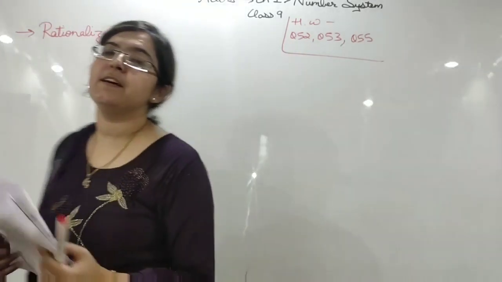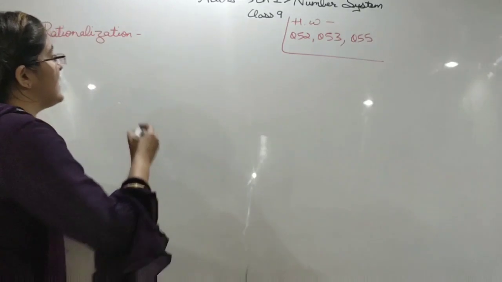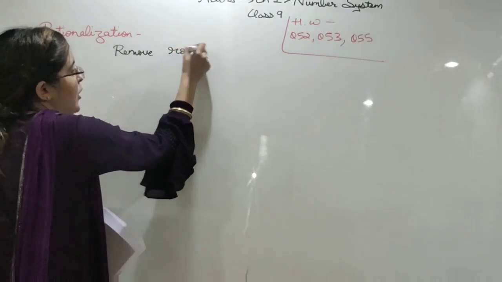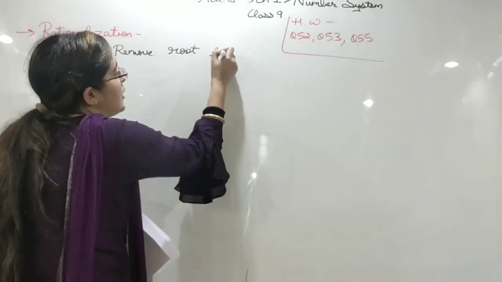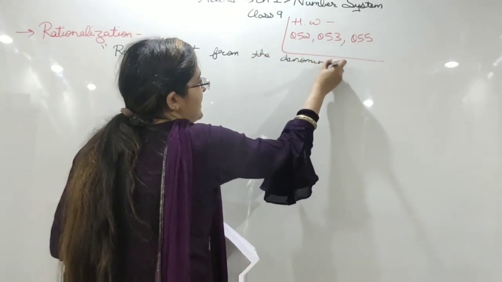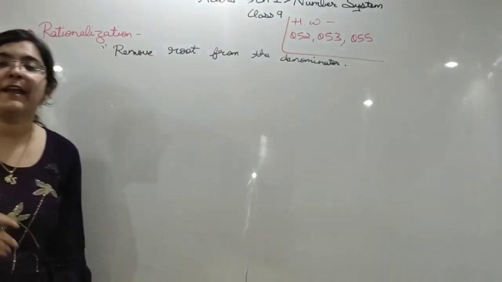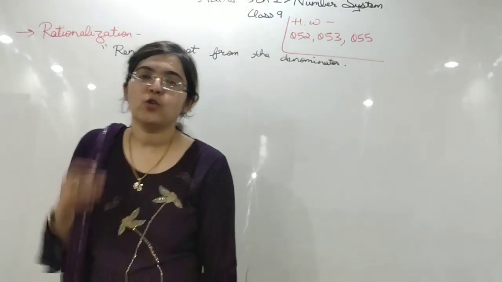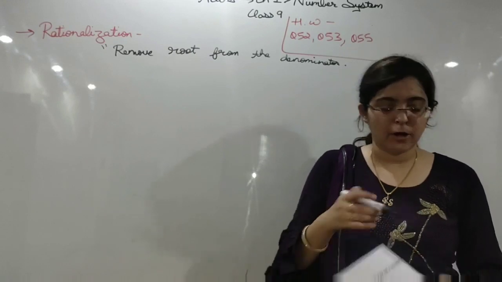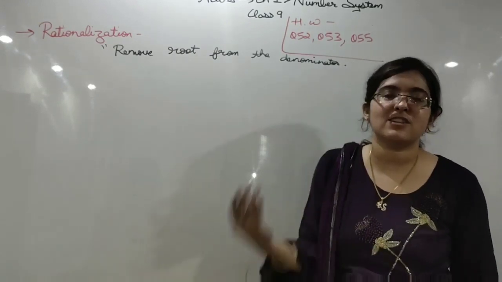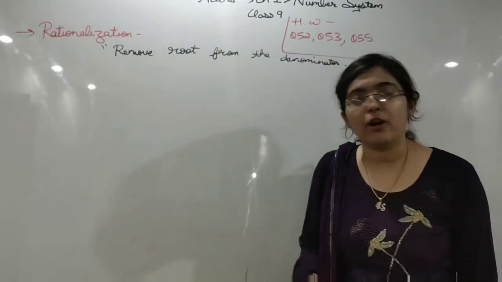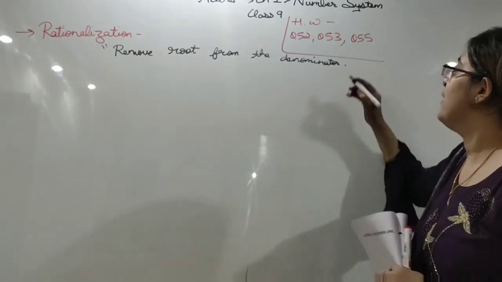Whenever you hear the word rationalization, you have to think that you have to remove root from the denominator. That means you can't keep root in the denominator. That means root 3, root 4, whenever it is like 1 upon root 2, root 2 is in the denominator, so you have to rationalize it and remove root 2 from the denominator. Whether there is any rational number, to rationalize it means you have to remove the root from the denominator. Is it correct? Now let's start.